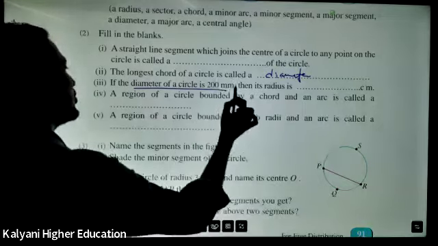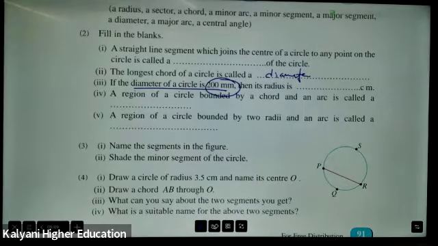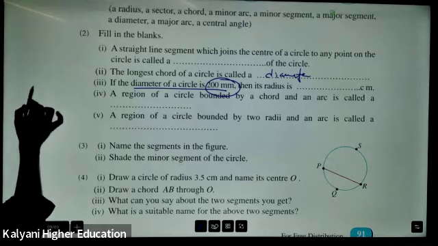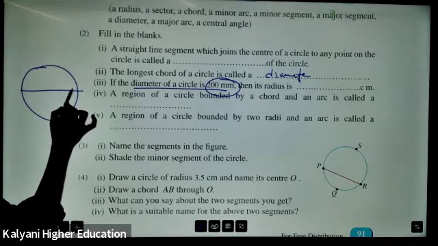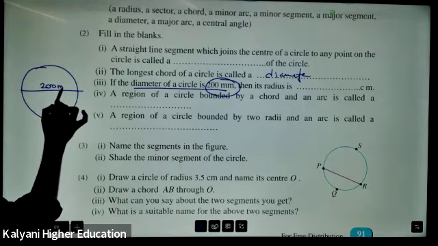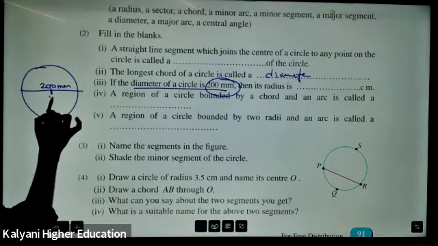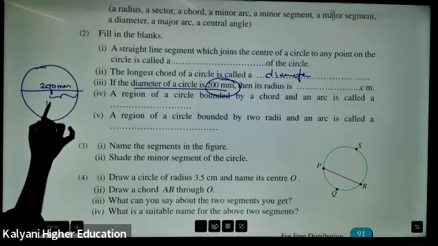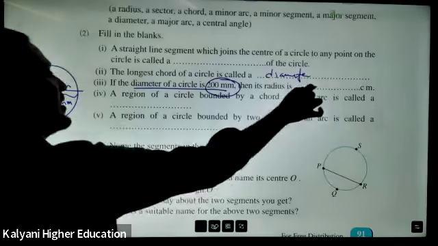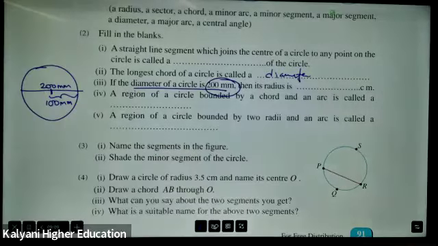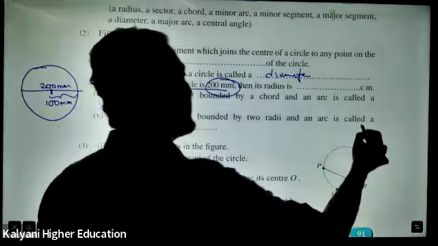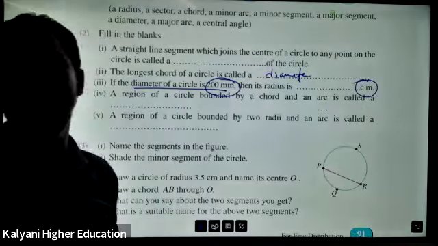Diameter. If the diameter is 200 millimeter, then its radius. Diameter is 200 millimeter. Mean radius 100 millimeter. But here we can't write 100. If anyone writes 100, it's wrong. Because the question, the blank, they want completed with which unit?